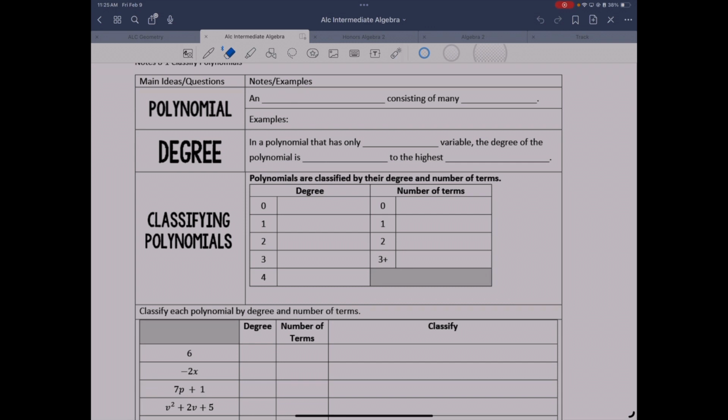So we're going to do a lot of adding and subtracting. Not today so much, but yeah. Today we're going to start out with getting a definition.